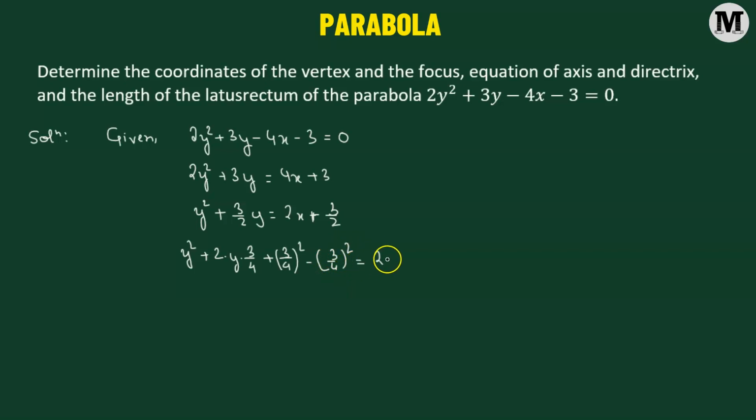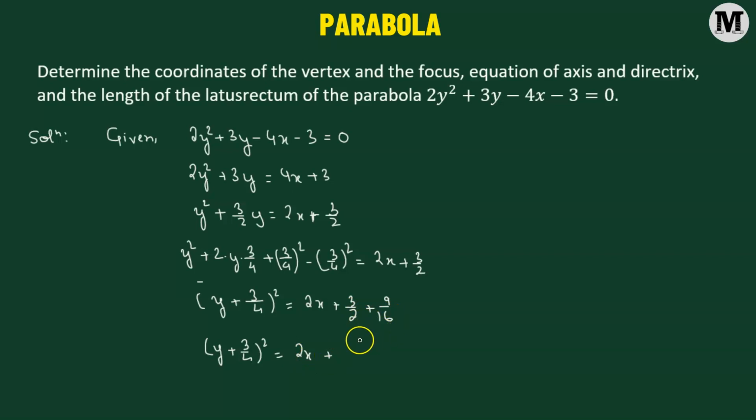And the right hand side stays as it is, 2x plus 3 over 2. Now, we can combine the first three terms. That's the expansion of y plus 3 over 4 whole squared. So this will be equal to 2x plus 3 over 2. We are going to transpose negative of the square of 3 over 4, so that means we have 9 over 16. So that's going to give us y plus 3 over 4 whole squared equals 2x plus, we're going to combine 3 over 2 with 9 over 16, and we get 33 over 16.